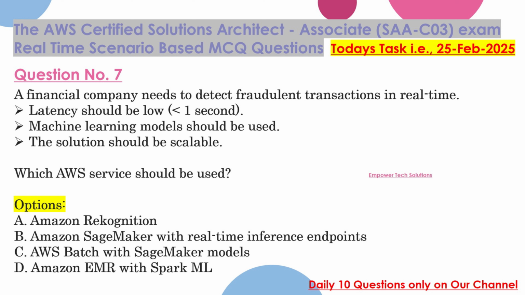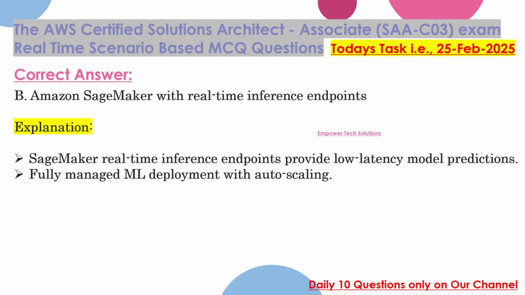Options: A. Amazon Rekognition. B. Amazon SageMaker with real-time inference endpoints. C. AWS Batch with SageMaker models. D. Amazon EMR with Spark ML. Correct answer: B. Amazon SageMaker with real-time inference endpoints.